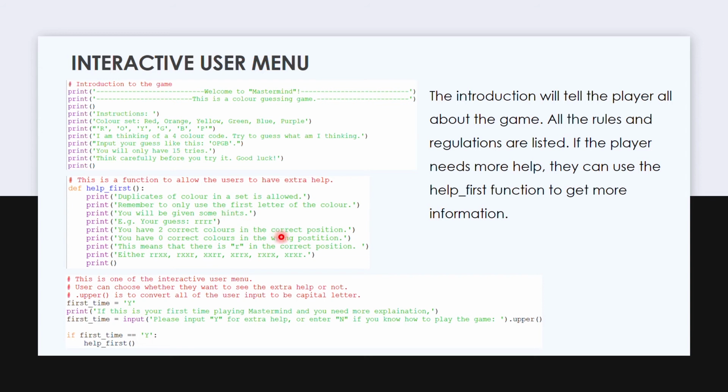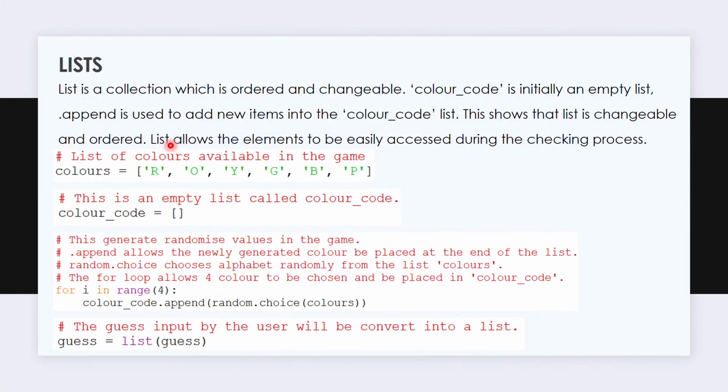Dot upper followed by parentheses, which is this part, is to standardize all of the input to become capital letters. Next, this is a list, a collection which is ordered and changeable. This is also applied when I am designing the Mastermind computer game. Colors is the list of colors available in the game. Color code is initially an empty list. Dot append is used to add new items to the back of the color code list. This shows that a list is changeable and ordered.